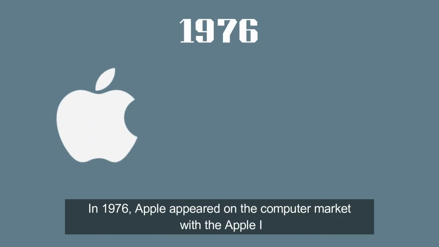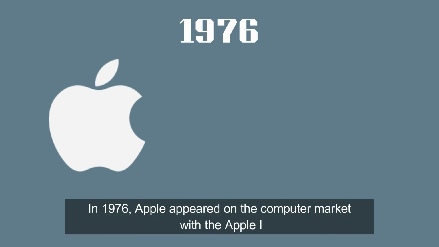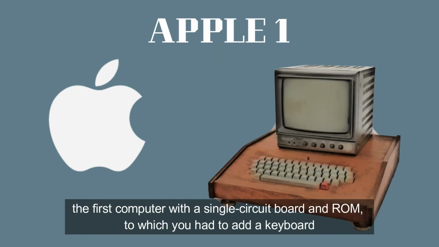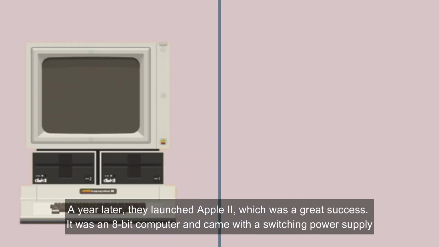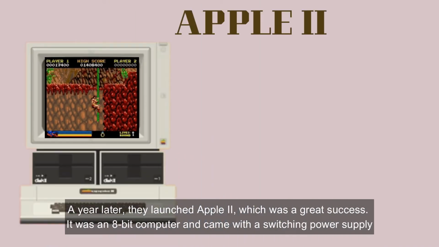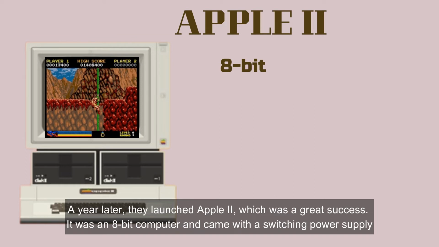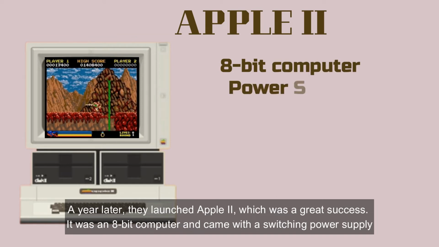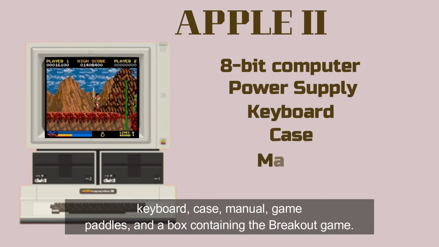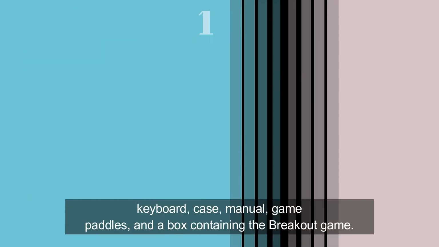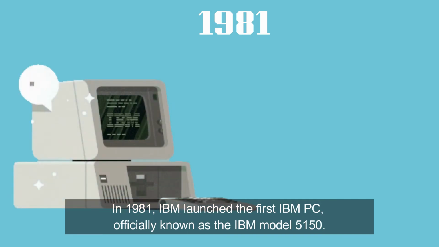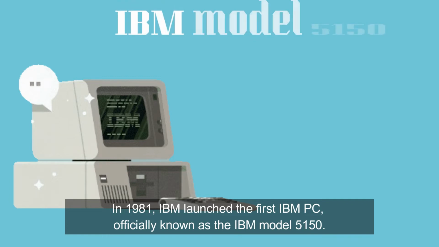In 1976, Apple appeared in the computer market with the Apple I, the first computer with a single circuit board and ROM, to which you had to add a keyboard, power supply, and a case. A year later, they launched the Apple II, which was a great success. It was an 8-bit computer and came with a switching power supply, keyboard, case, manual, game paddles, and a box containing the Breakout game.